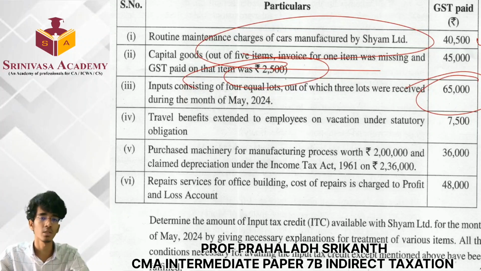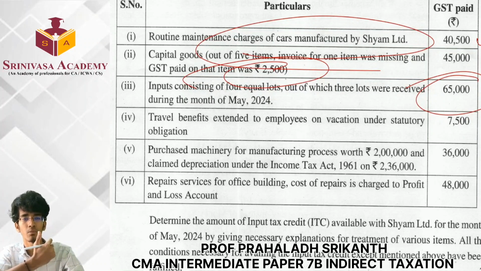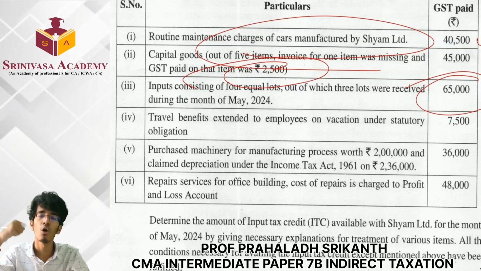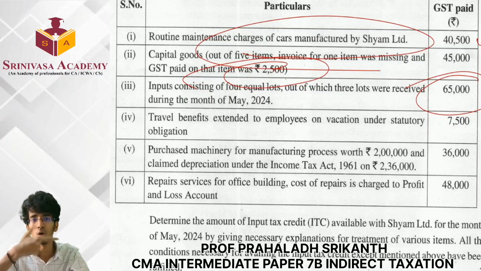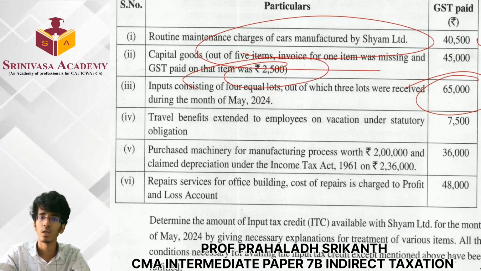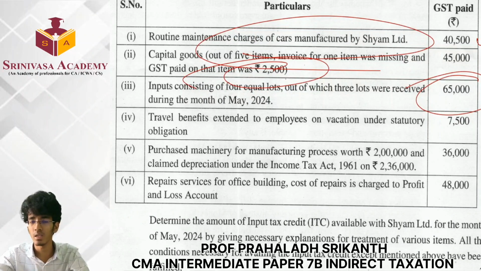Section 16, subsection 3 says you can either claim depreciation on the total, or you can claim ITC on the GST paid. Either one of them you can take. You cannot take both. If you've taken depreciation, leave out ITC. If you've taken ITC, leave out depreciation.